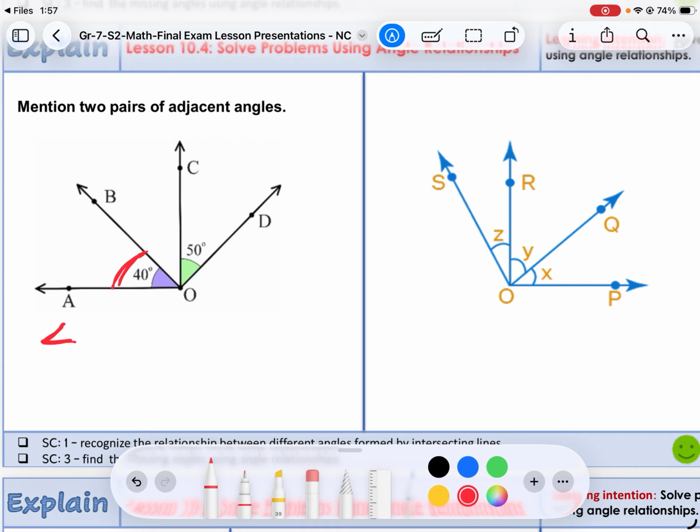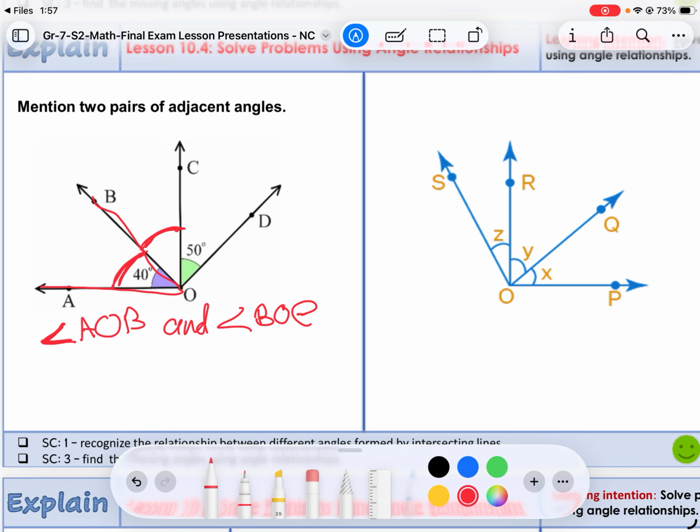So this angle is called angle AOB. Or some of you may write angle BOA. So it's going to be the same naming. So this is the first angle, angle AOB. You need to see which angle is right next to it. The angle that's right next to it will be this one. We put O in the middle and call it angle BOC. Okay? Angle BOC.